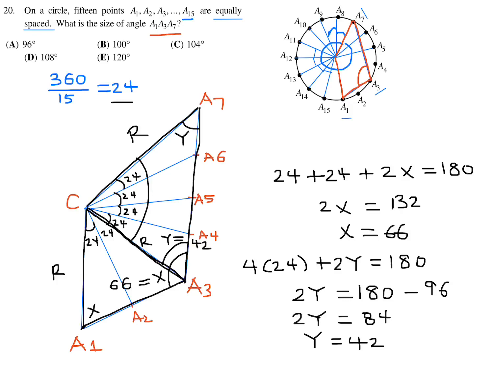So the last step is trying to figure out this whole angle here. Well, that whole angle is essentially x plus y. X is 66, y is 42, and therefore this is 108. So the answer here is D.